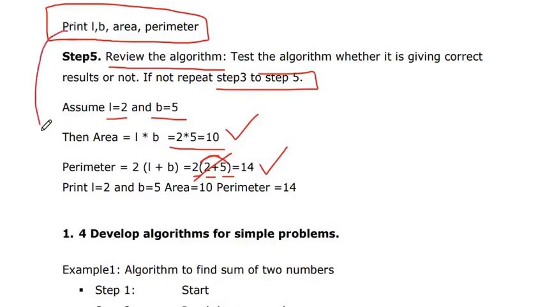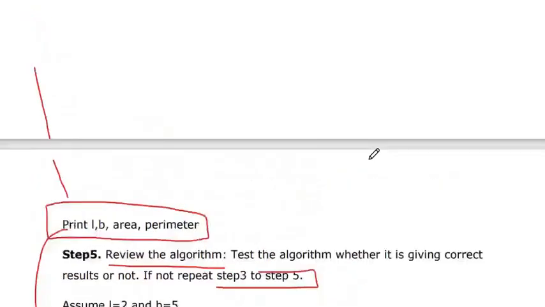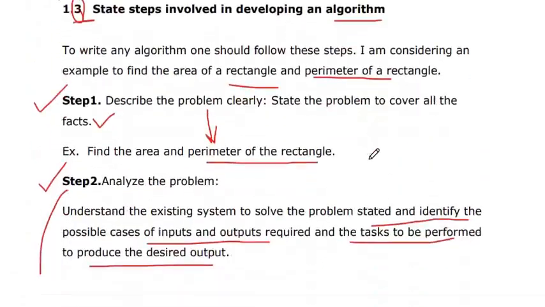Look here. Print L comma B comma area comma perimeter. Print L is equal to 2, B is equal to 5, area is equal to 10 and perimeter is equal to 14. Now here it has produced correct results. So there is no need to go to step 3 once again. This is the end of the third concept.